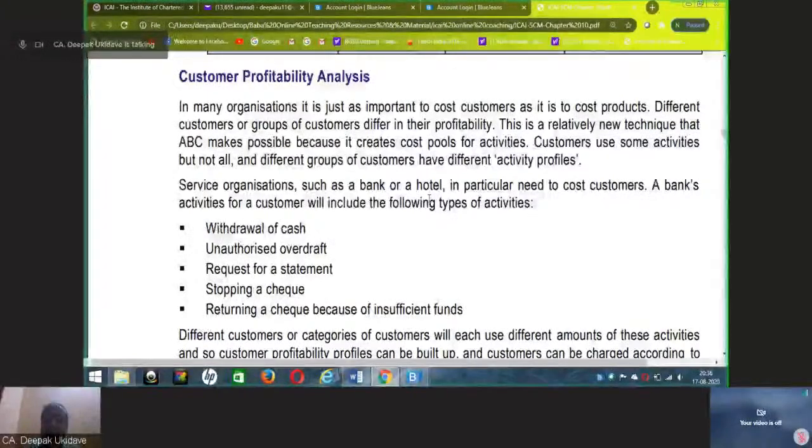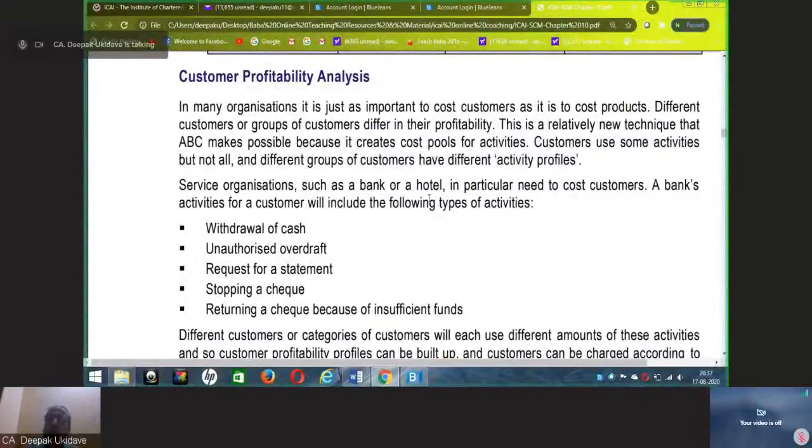So a bank may not be the right example, but the module is an old module, and therefore it still contains the example, because some people are still using physical banking facilities: withdrawal of cash, authorization for overdraft, request for statement, stop payment request, returning the check because of insufficient funds, bouncing, all these things. For everything, the customer had to go to the bank and resolve his issues, right? So how fast you cater to customers' needs or requirements definitely is an issue. And again I am repeating, in a competitive environment, it matters.